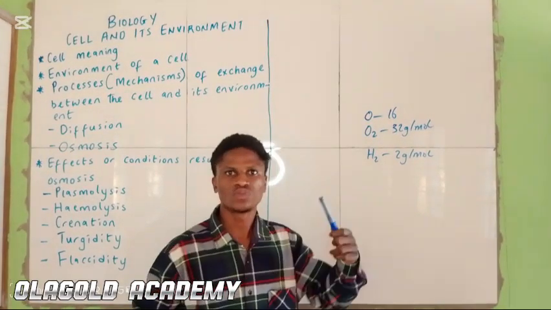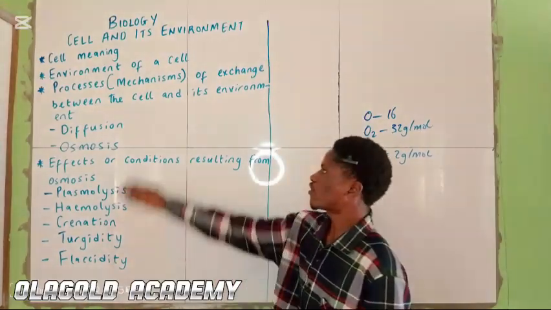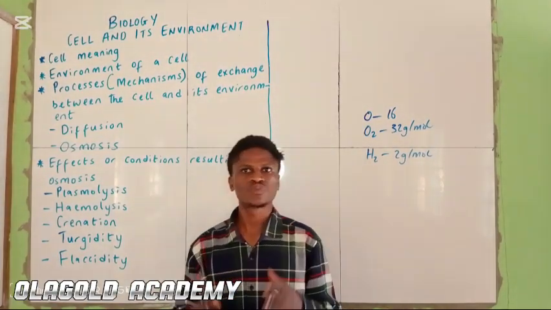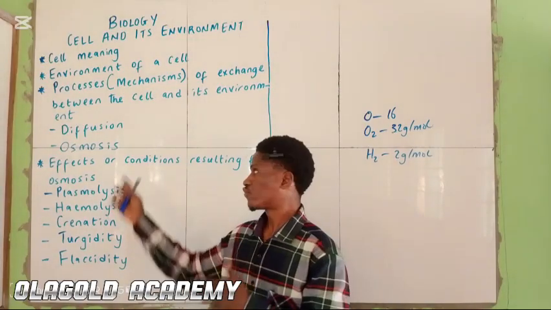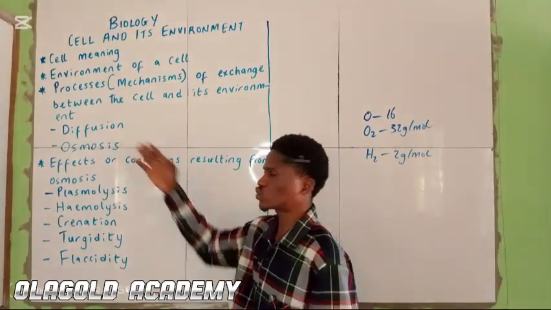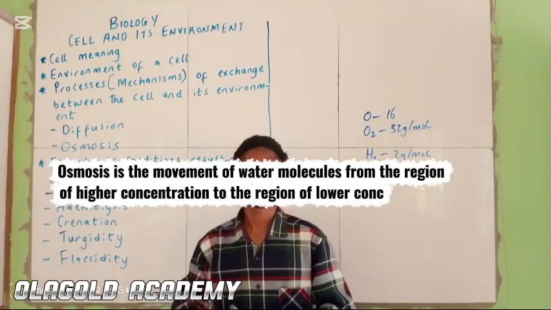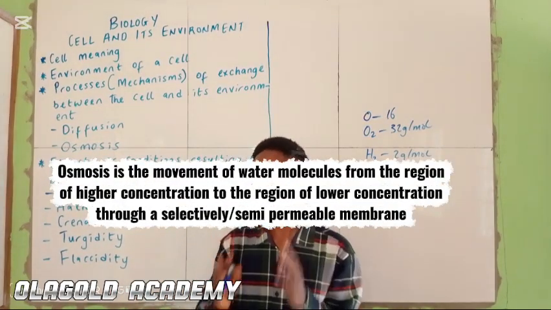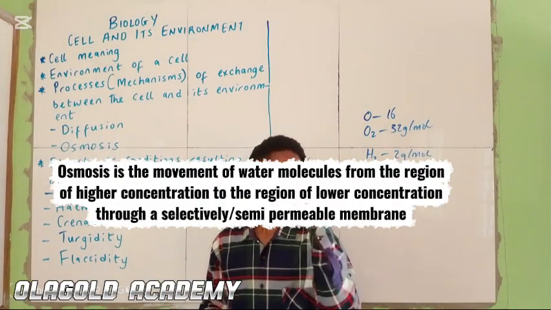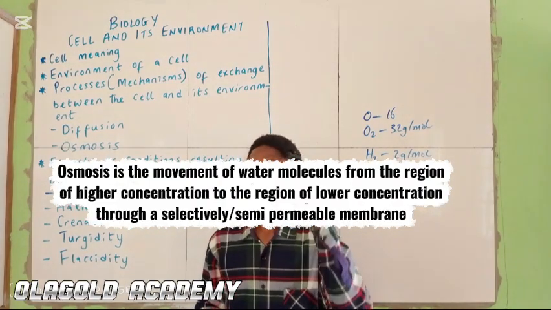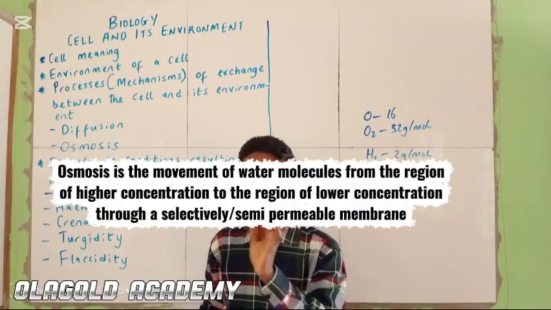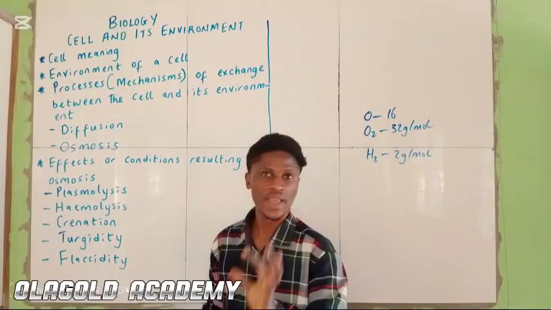Alright, that is for diffusion. Now we have osmosis. What is osmosis? Now I'm going to give more than one definition for osmosis in this video lesson. Now what is osmosis? Osmosis is the movement of water molecules from the region of higher concentration to the region of lower concentration through a selectively permeable membrane.